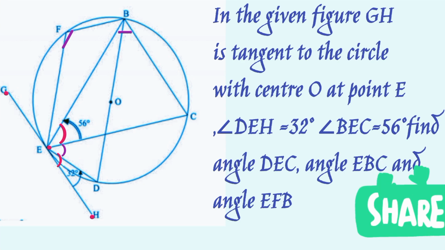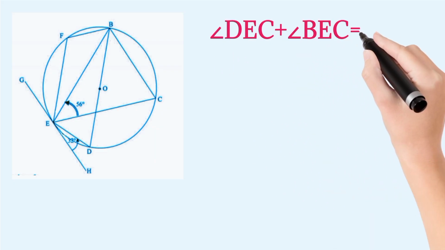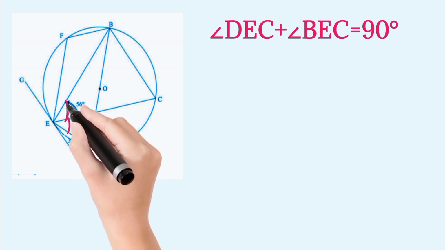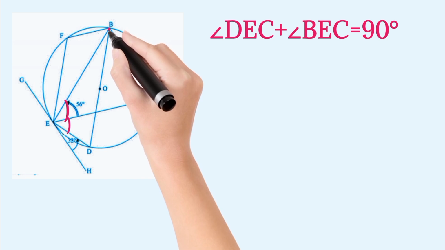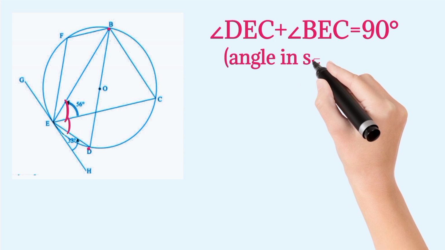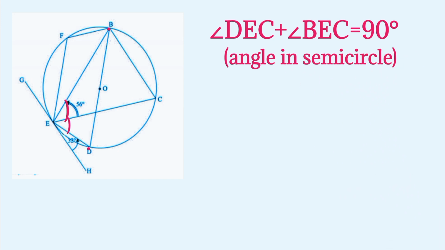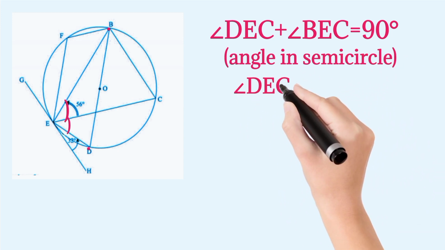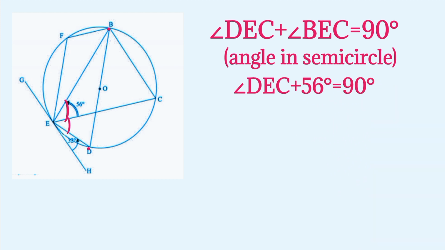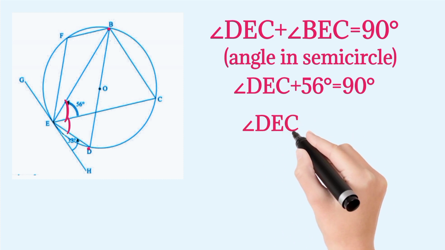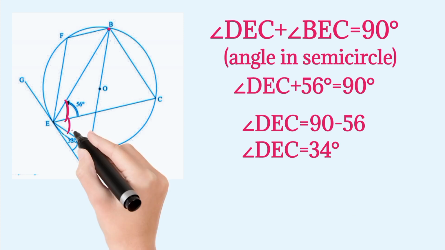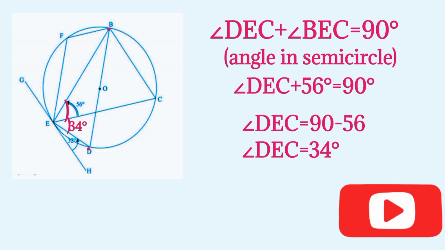So let's solve this question. Angle DEC plus angle BEC is equal to 90 degrees, as we know that BD is passing through the center, so it is a diameter. So angle in a semicircle is 90 degrees. Now angle DEC plus 56 is equal to 90 degrees, as BEC is 56. So DEC is equal to 90 minus 56. That will give DEC is equal to 34 degrees.